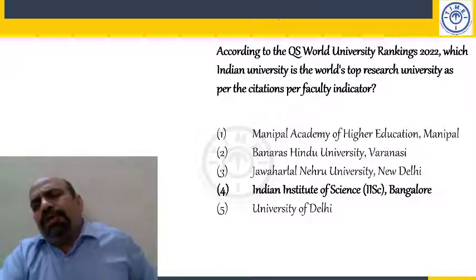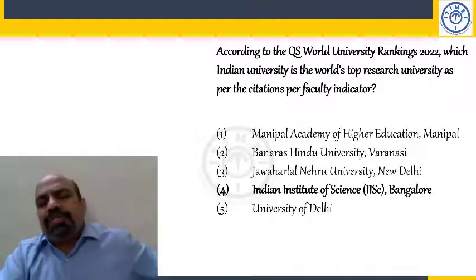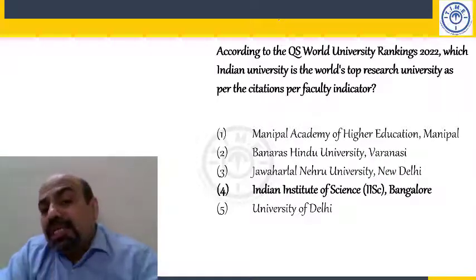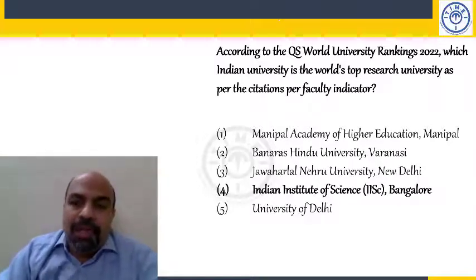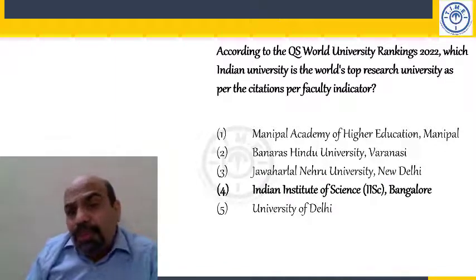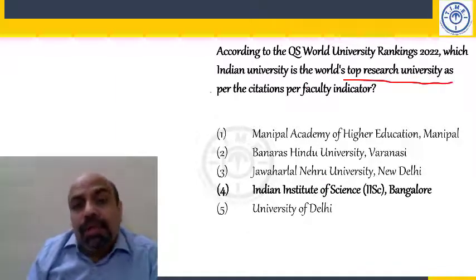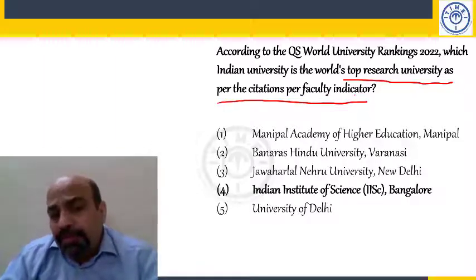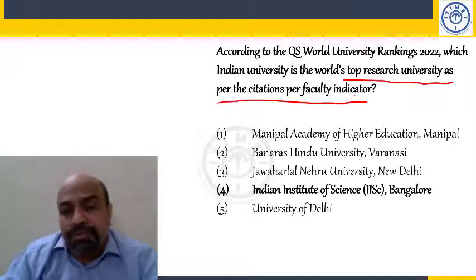According to the QS World University Rankings 2022, which Indian university is the world's top research university as per the citations per faculty indicator? Now this is one of the parameters. Top research institute in what? Per citations. How many citations per faculty? That's IISc Bangalore.